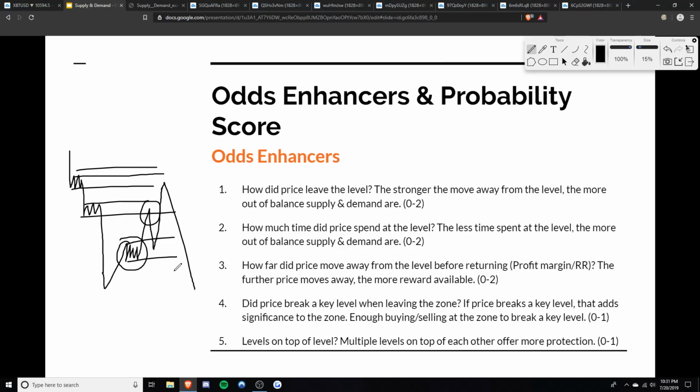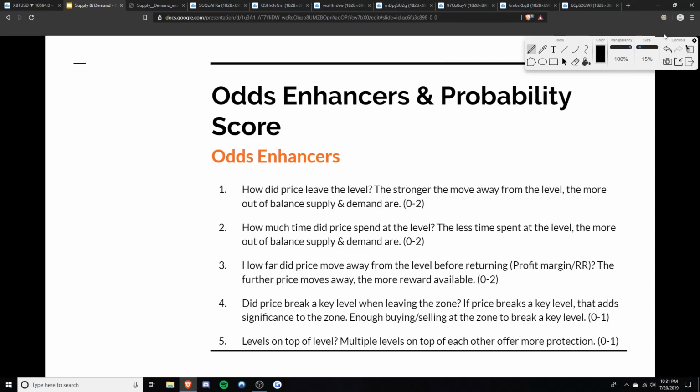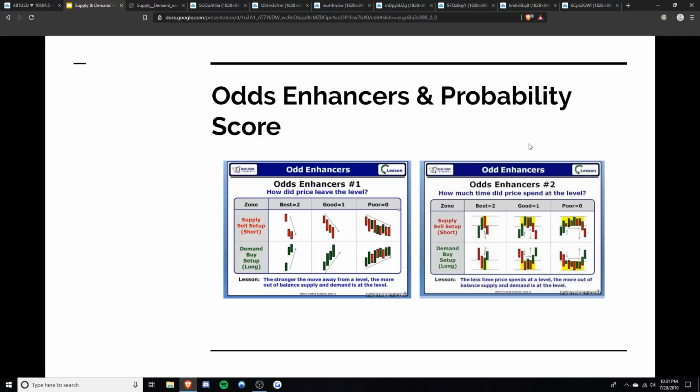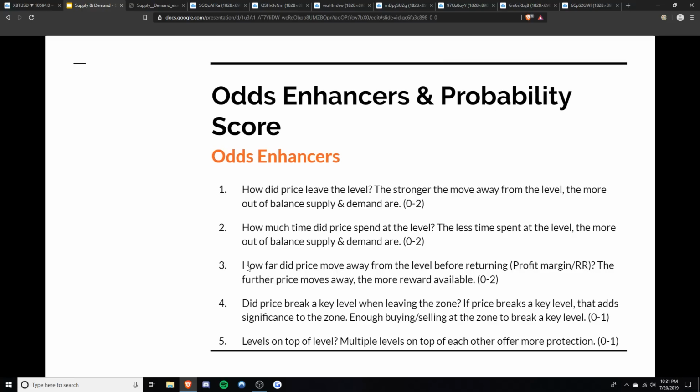The opposite is true for a demand zone. So let's go ahead and clear that off. Alright, so that's it for the odds enhancers. Those were the 2 examples. I don't have examples for the other ones, 3, 4, and 5, but they should be self-explanatory.